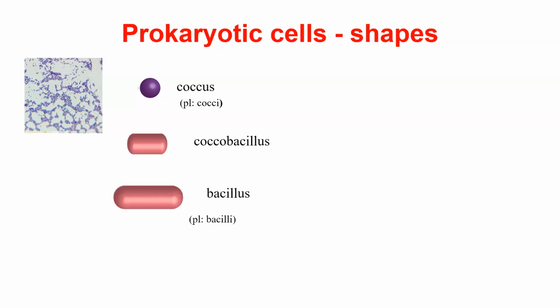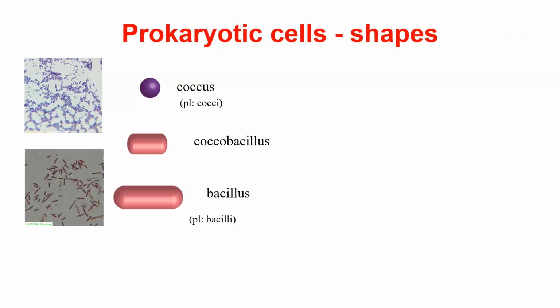We have the bacillus, the plural is bacilli, which is about 3 times or more longer than it is wide. And if you look at bacilli, they often look like these little tubular shapes. We have the Vibrio, which is kind of a comma shape. Not really regular, but rather it tapers to one end.